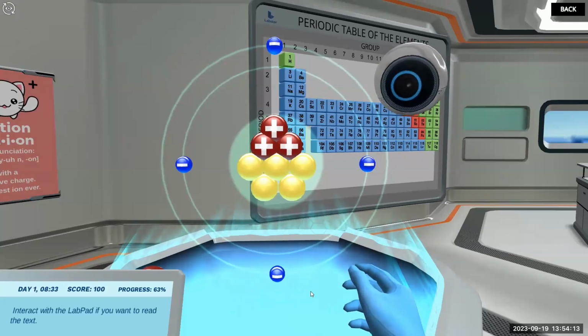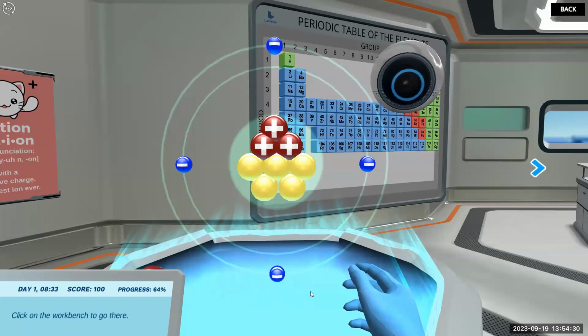Isotopes are important for understanding the evolution of other planets. For example, the different patterns of xenon and krypton isotopes on the surface of Mars give valuable insights to scientists investigating the reactions occurring in the crust of the planet. Click on the workbench to go there.